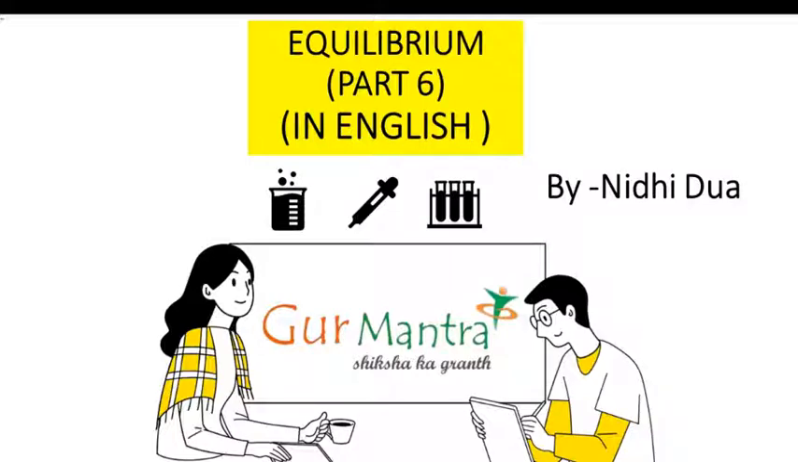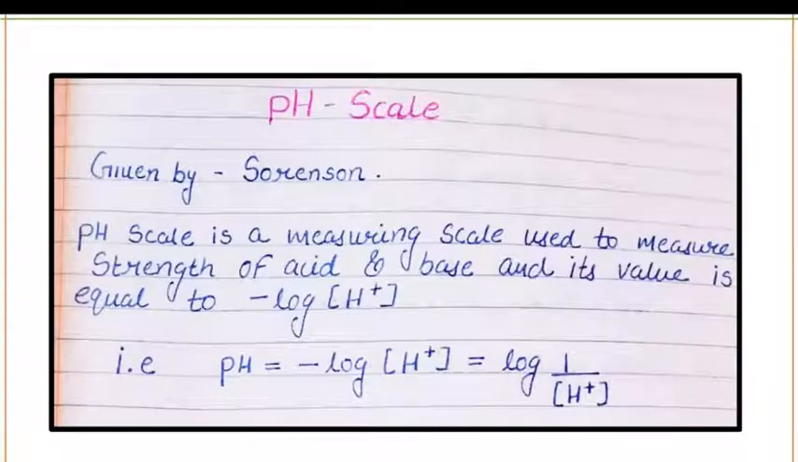So guys, in today's lecture we are going to discuss ionic equilibrium. In ionic equilibrium we are going to cover the topic of pH. Okay, so let's begin today's topic, that is the pH scale. Basically, the pH scale was given by a scientist named Sorensen.